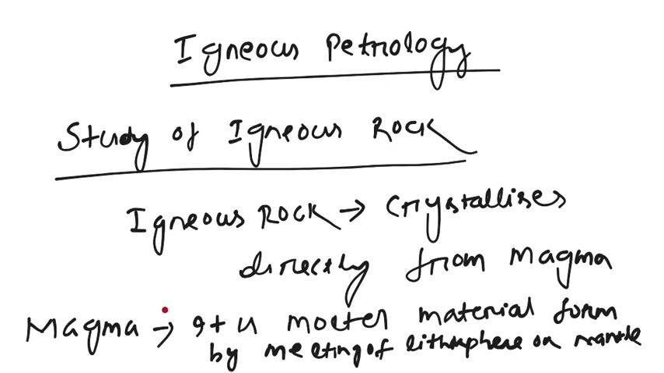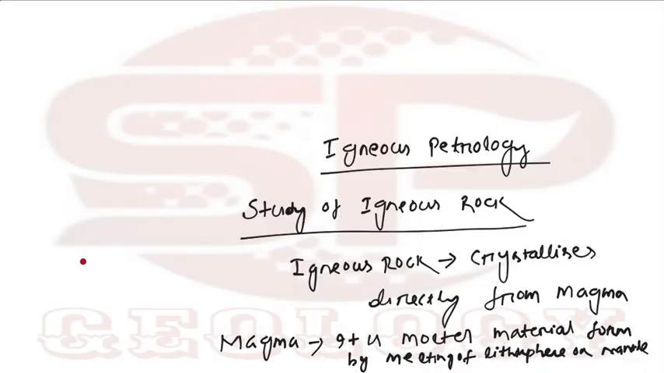So igneous rock, obviously, is a primary rock that is directly crystallized from the magma. Magma is very important for igneous rock. So in most cases, the magma crystallizes or solidifies when it ascends to the surface, and as the temperature decreases, it solidifies and produces a rock, that is your igneous rock. So first, let's see what the different characteristics of magma are.